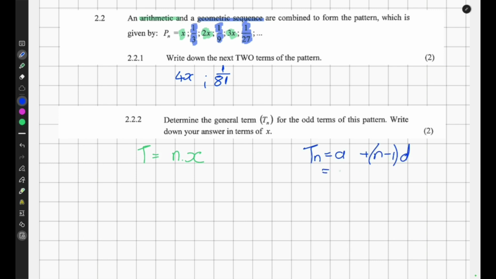And in this case, the first term is x plus n minus 1, and the constant value that I'm adding is also x. So then it's x plus x times n minus x, and therefore the answer is just n times x. So if you want to write it out in full, that's what you would write, but you can also just write down the answer. So many times, if a question is just as obvious as this one, they don't care about your working out, you will get full marks.